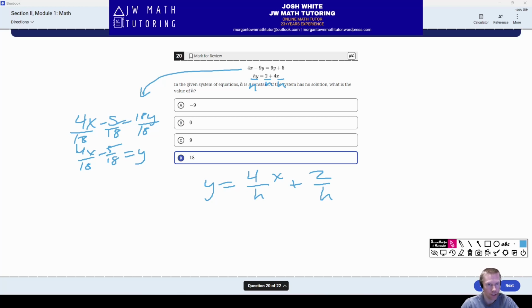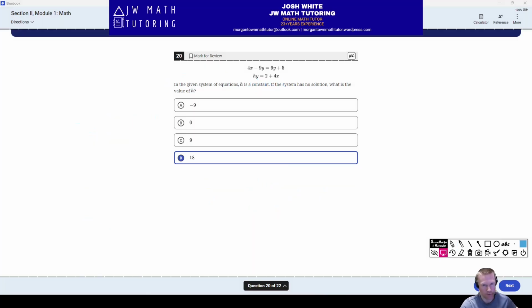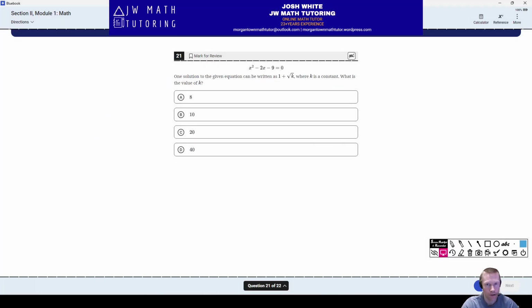For there to be no solution, the slopes have to be the same. Therefore, 4 over 18 must equal 4 over h. Hopefully you see the same number on top has to be the same number on the bottom. Therefore, h has to equal 18. Just confirms letter D. Next up, question number 21.